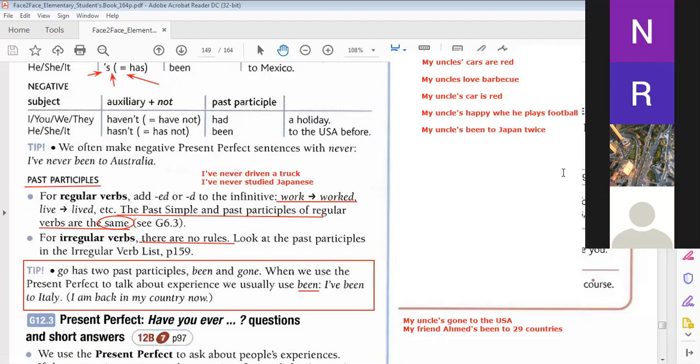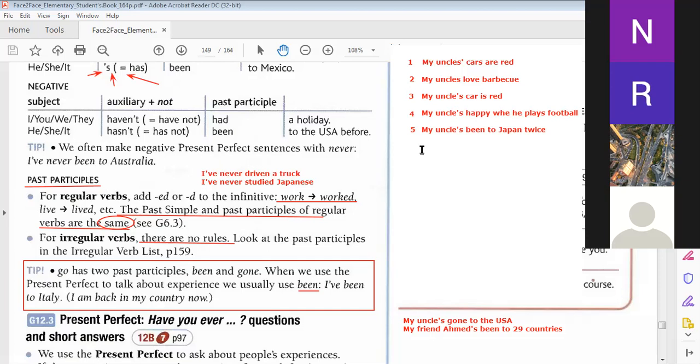Okay, let's check Rana. Rana, can you tell me what's the first S here? The first one. What kind of S is this? الجمع. Can you read the first sentence? Number 1 here. My uncle's cars are red. So what does this mean? What do you think it means? How many cars and how many uncles? 1 or more? More. More than 1 car or more than 1 uncle? More than 1 uncle and car.